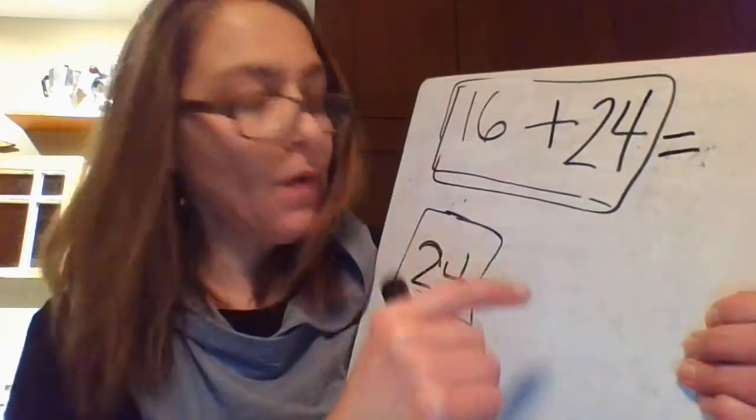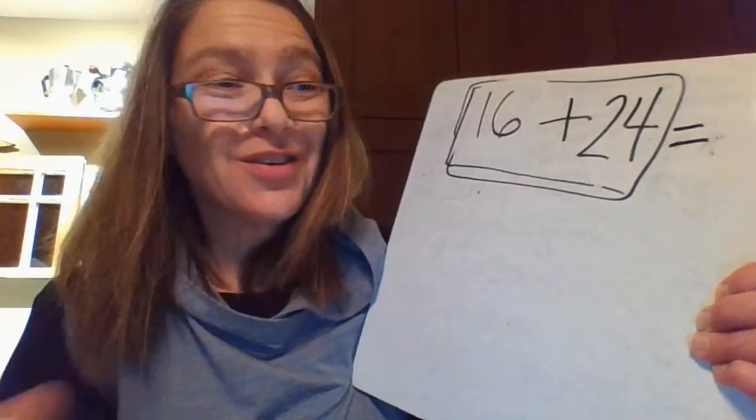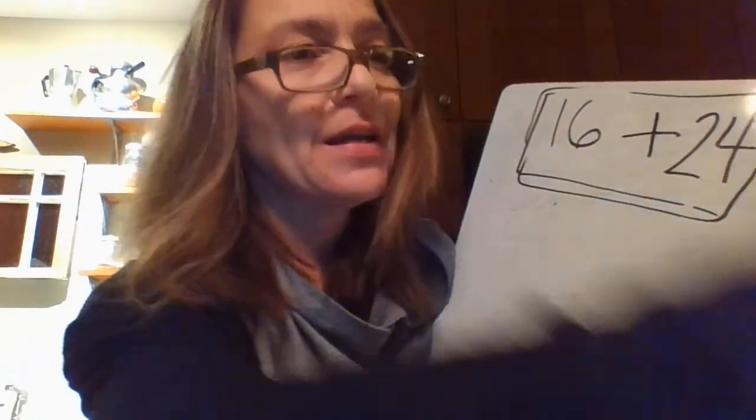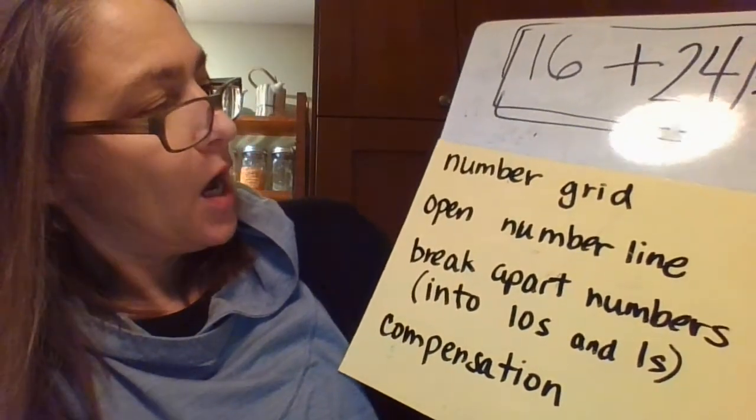Okay, so now I'm going to do my math, and I can use one of the strategies to provide evidence for my thinking, and I'm going to go ahead and use the number grid. So I'm going to find 16, and I'm going to circle it, and I'm going to go up 2 tens.